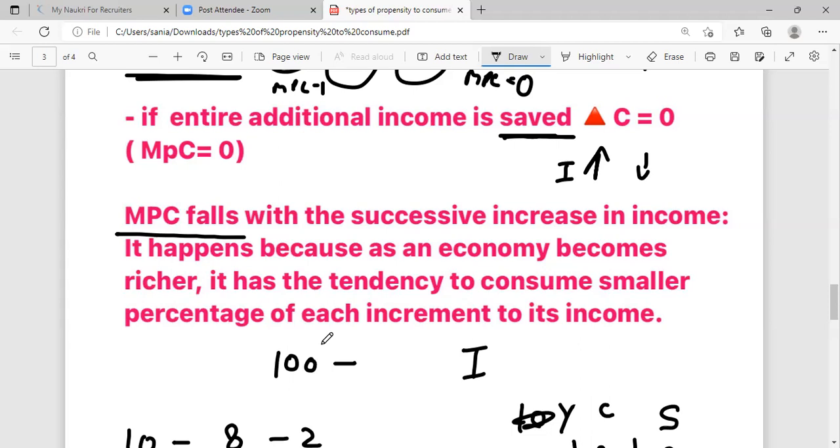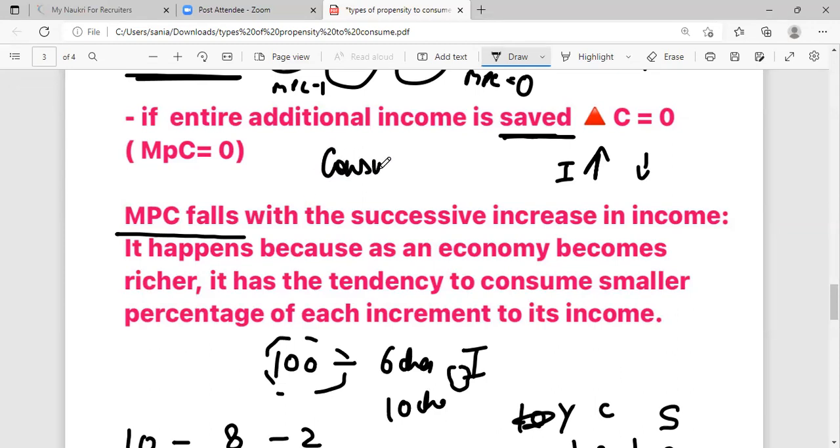Of course, with the increase in income, your consumption will be increasing, but you are not going to eat, for example, earlier you were eating 6 chapatis, but because your income increased, you won't be eating 10 chapatis, right? Because your stomach has limited space, right? So that's why MPC, the willingness to eat additional, falls with increase in income. I'm not talking about consumption, that your consumption will fall with increase in income. No, I'm talking about MPC, the additional consumption.